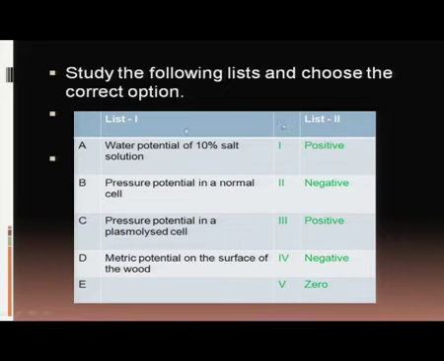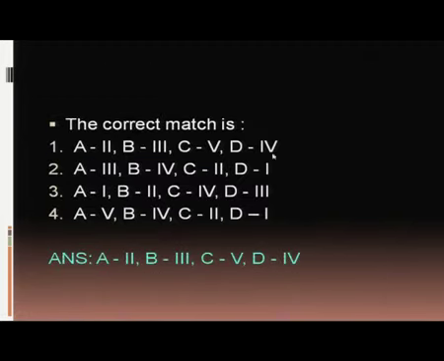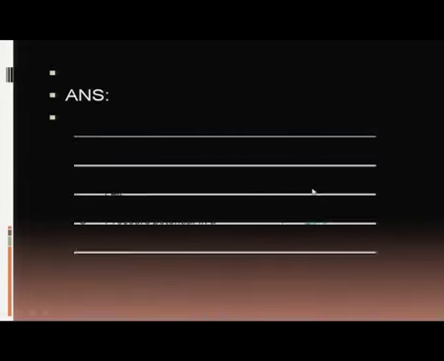Now, this was a match-the-column question where you were to match the values with their proper sign, negative or positive. So: water potential of 10% salt solution, pressure potential in a normal cell, pressure potential in a plasmolyzed cell, or matric potential on the surface of the wood. These were the options, and let us see. This way we cannot really know the answer. So, let us see the answer.